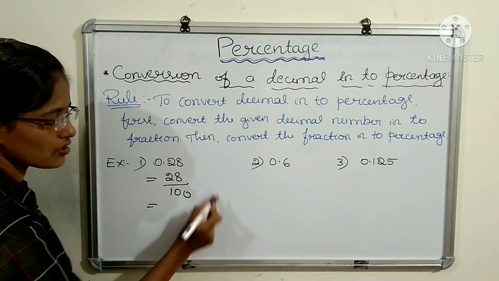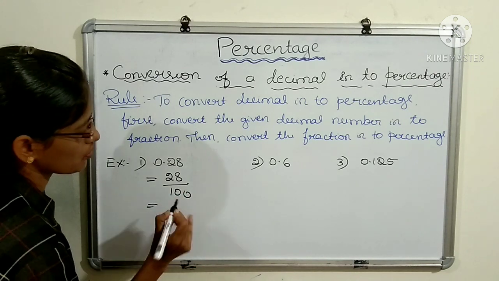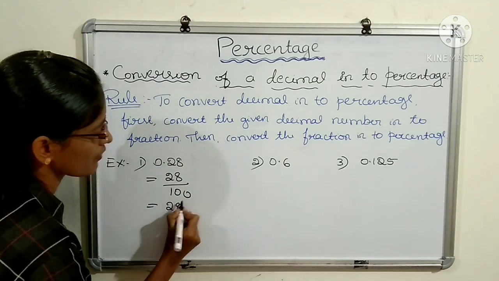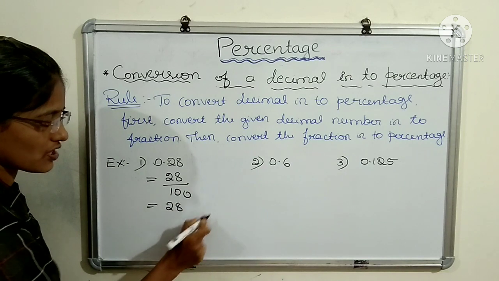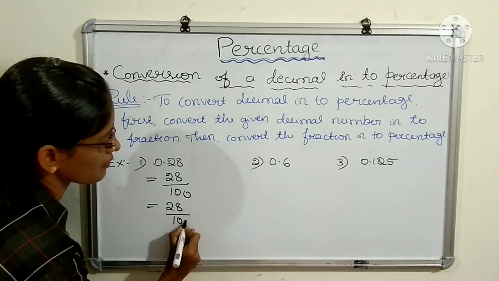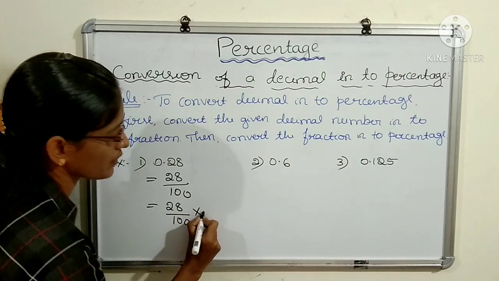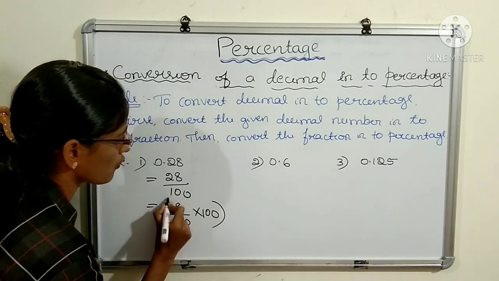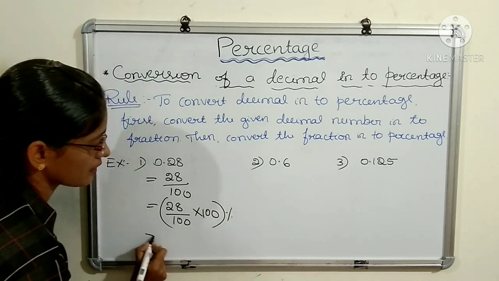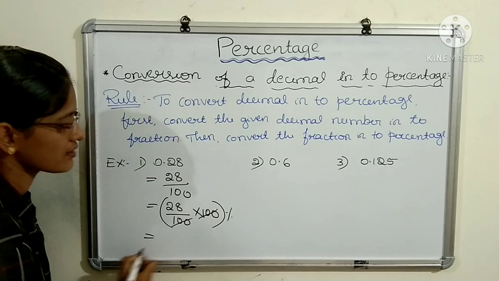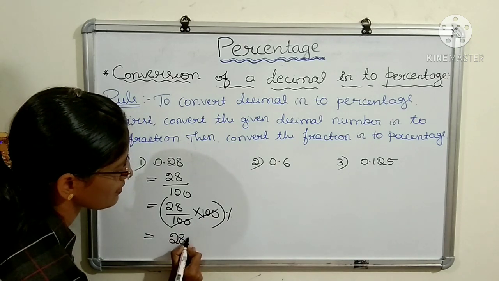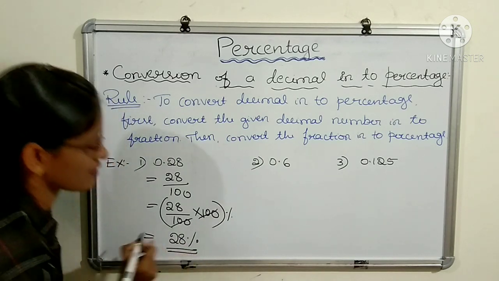Now, this fraction to percentage. Two steps you have to remember. First, decimal to fraction, fraction to percentage. 28 by 100 into 100. And don't forget to put percentage symbol. Here 100 cancel. 28% is the answer.